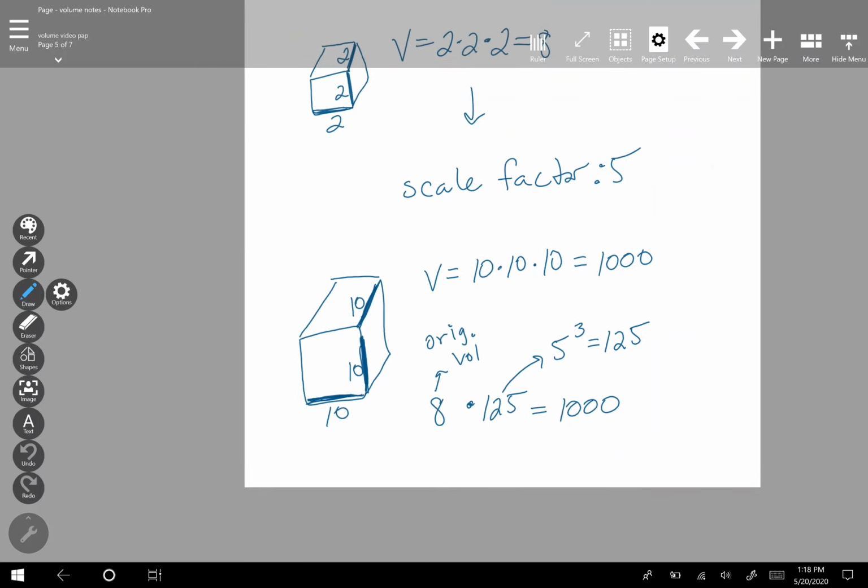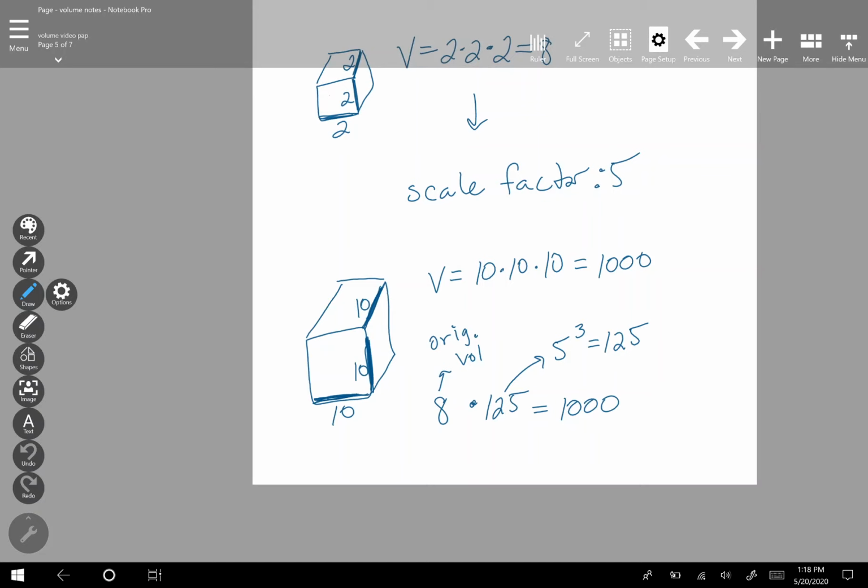Volume is going to change by the cube of the scale factor. So again, you take your original, you take the scale factor, and you cube it, and then you multiply, you get the new one.